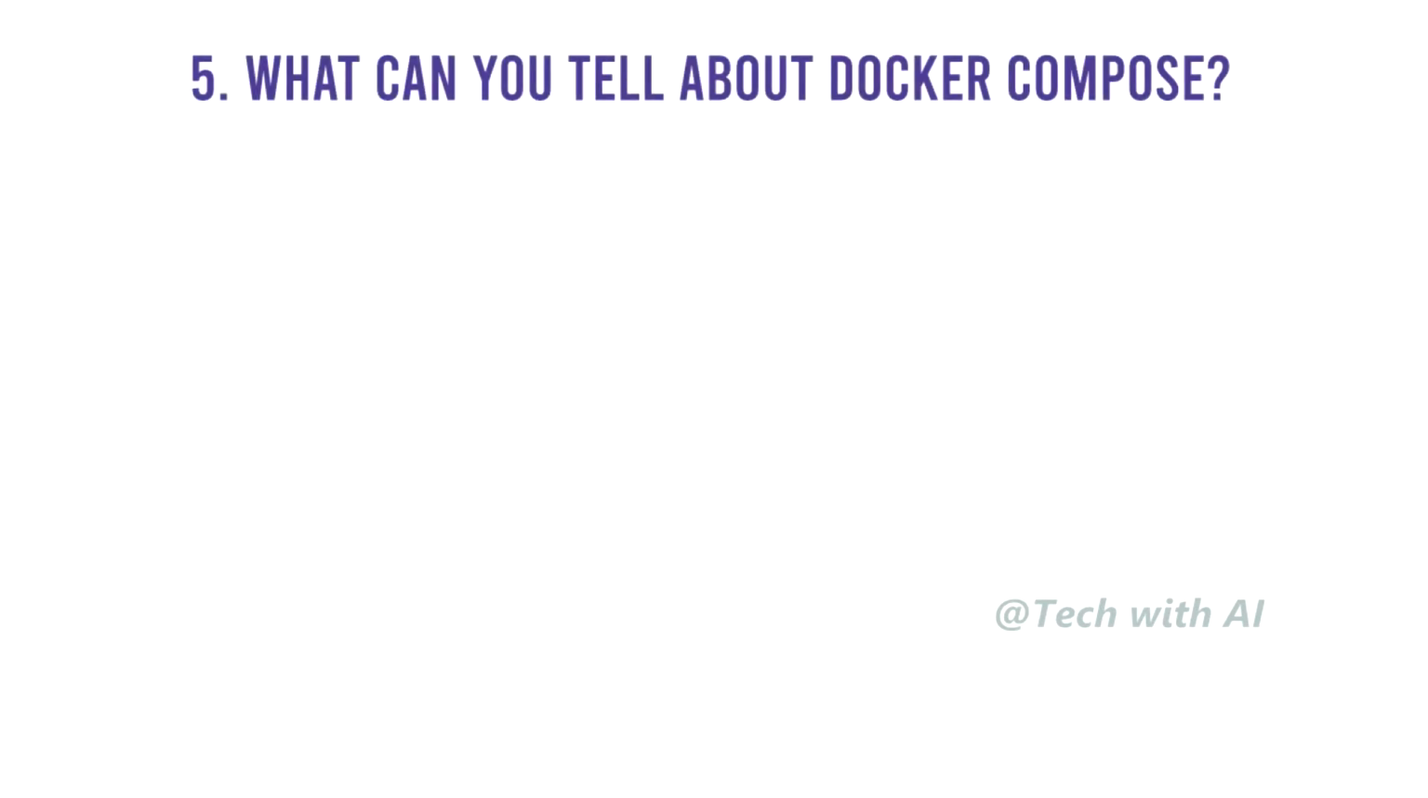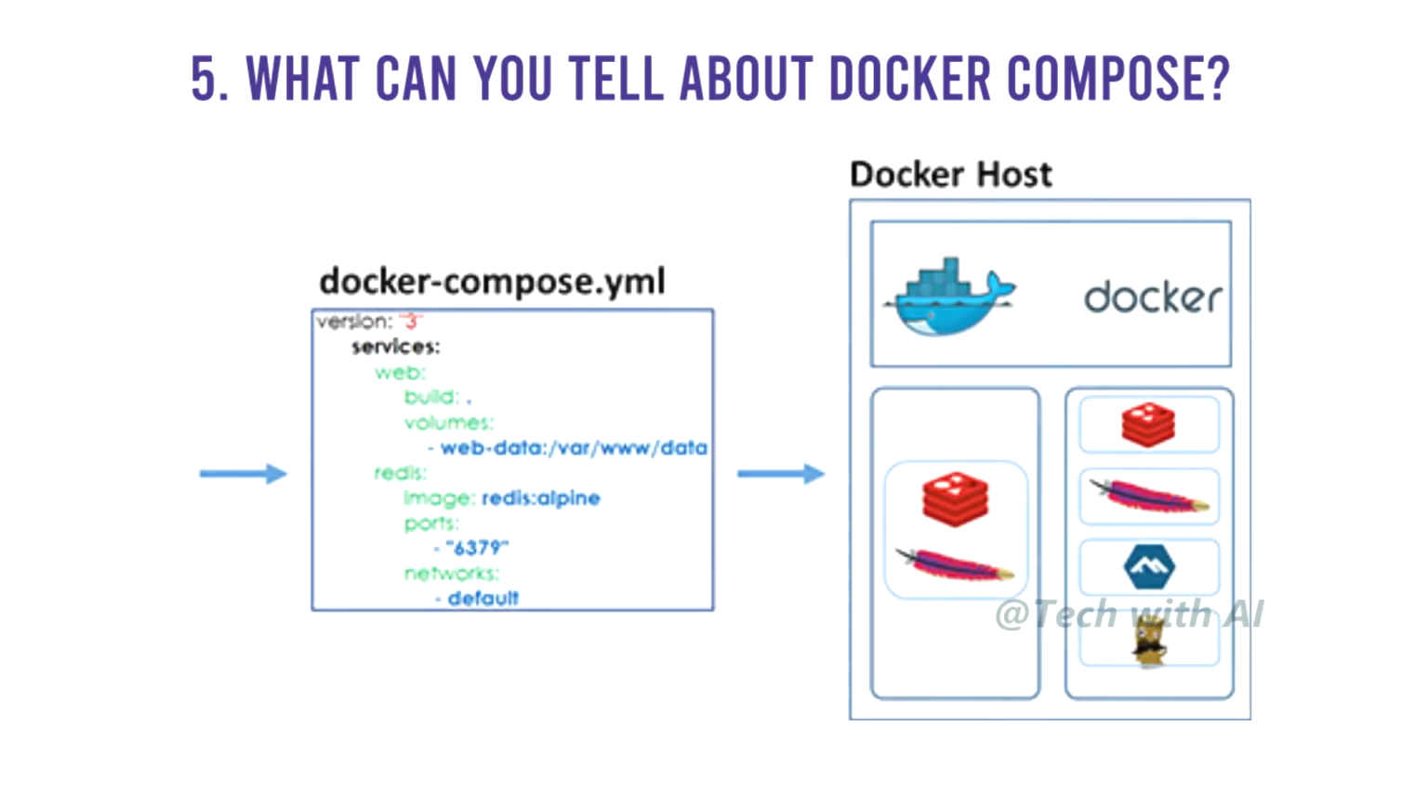What can you tell about Docker Compose? It is a YAML file consisting of all the details regarding various services, networks, and volumes that are needed for setting up the Docker-based application. So, Docker Compose is used for creating multiple containers, hosting them, and establishing communication between them. For the purpose of communication amongst the containers, ports are exposed by each and every container.